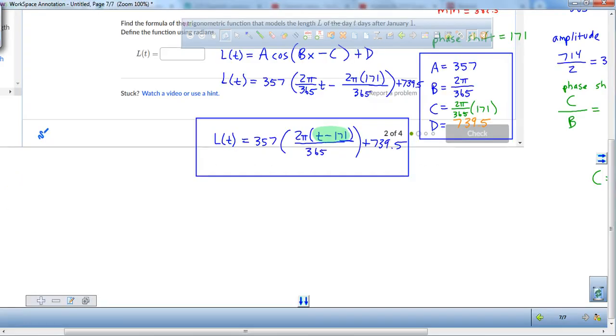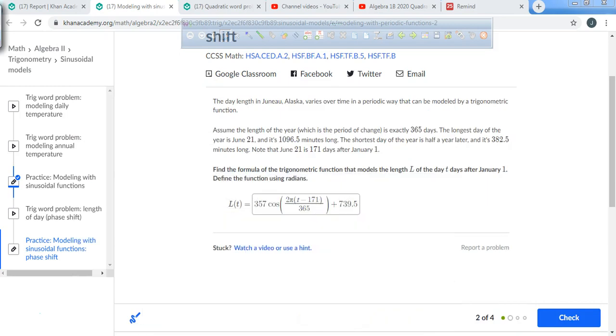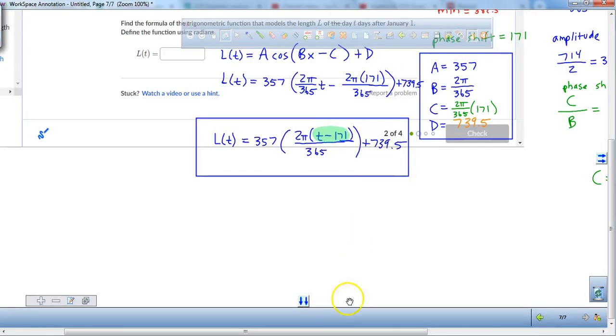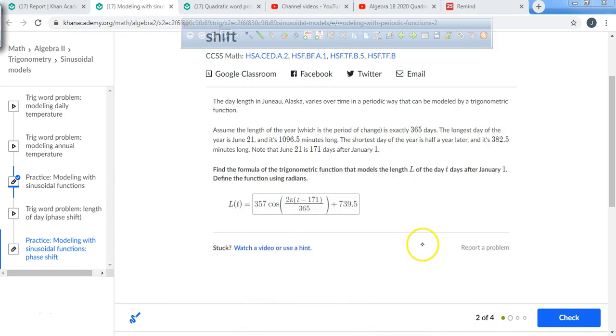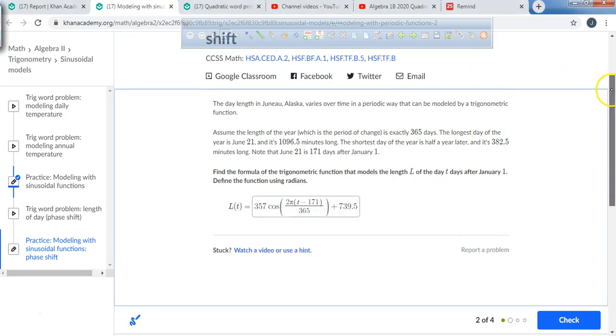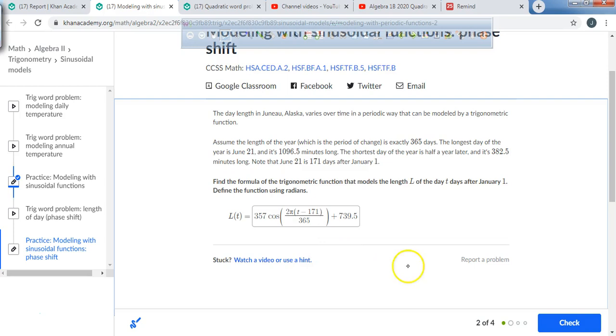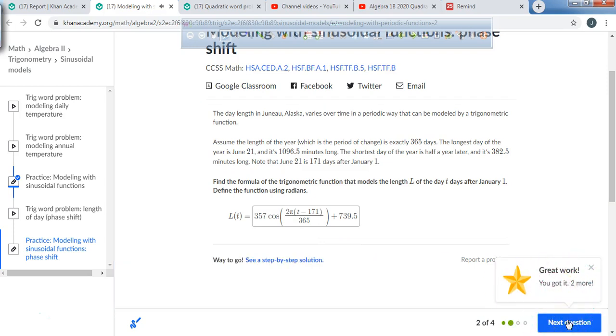And before I do anything, I want to make sure I wrote everything nice and neat. Let me check my work. Oh, hold on. Maybe I messed up. No, 357. I think I said 375. There's 357. All right. Having some work done in our house today. Cosine 2 pi t minus 171 over 365 plus 739.5. I know, I'm kind of obsessing, making sure I got everything nice and right. Hit check. Hey, we got it right because we took our time.